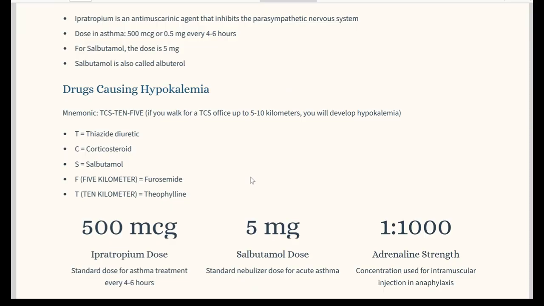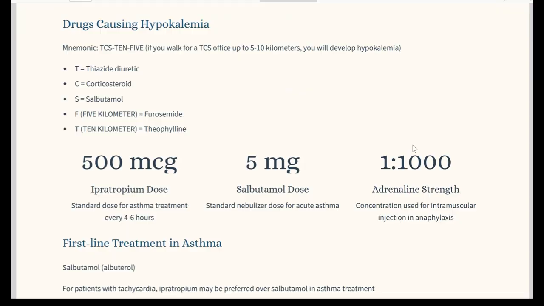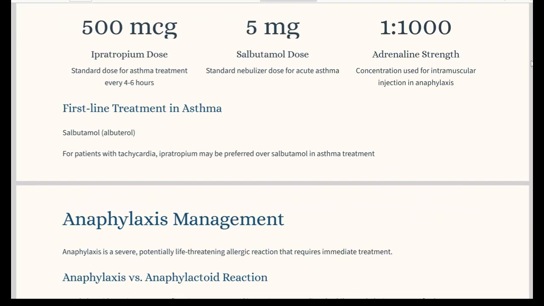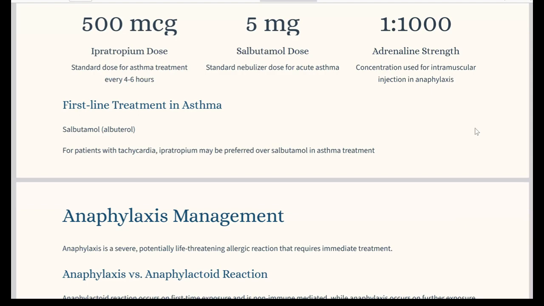Drugs that cause hypokalemia. Please remember these. There's a mnemonic for this one: TCS 10-5. If you walk to a TCS office up to 5 to 10 kilometers, you will develop hypokalemia. So T is thiazide diuretics, C is corticosteroids, S is salbutamol. 5 is for furosemide, and then 10 is for theophylline. These are all the drugs that cause hypokalemia. First line treatment of asthma, we've done this.